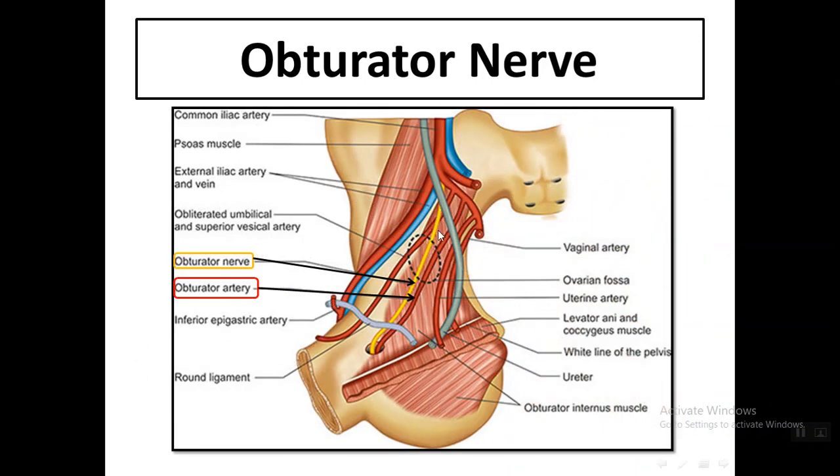Here this is the obturator nerve descending on the lateral wall of the pelvis. Here this is the lateral pelvic wall. It is accompanied by the obturator artery until it reaches the upper part of the obturator foramen, where it passes through the obturator canal. Here the obturator nerve and the obturator artery pass through the obturator canal to enter the medial compartment of the thigh.